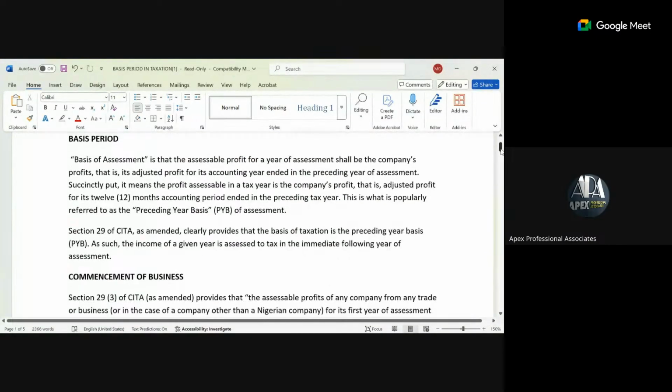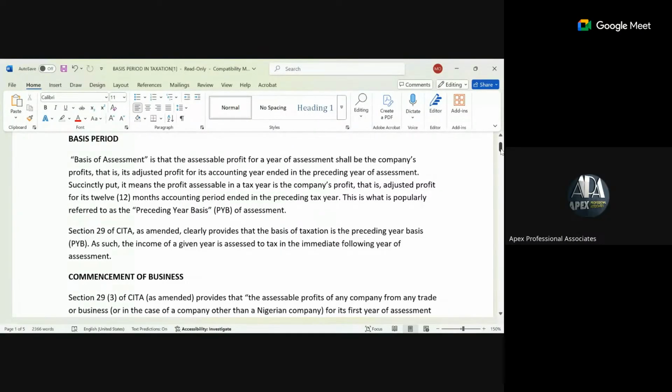Section 29 of CITA, Company Income Tax Act, as amended, clearly provides that the basis of taxation is the preceding year basis. As such, the income of a given year is assessed to tax in the immediate following year of assessment. That is the simple meaning of preceding year basis. You are being assessed to tax in 2025 from your profit that you made in your financial reporting of 2024.